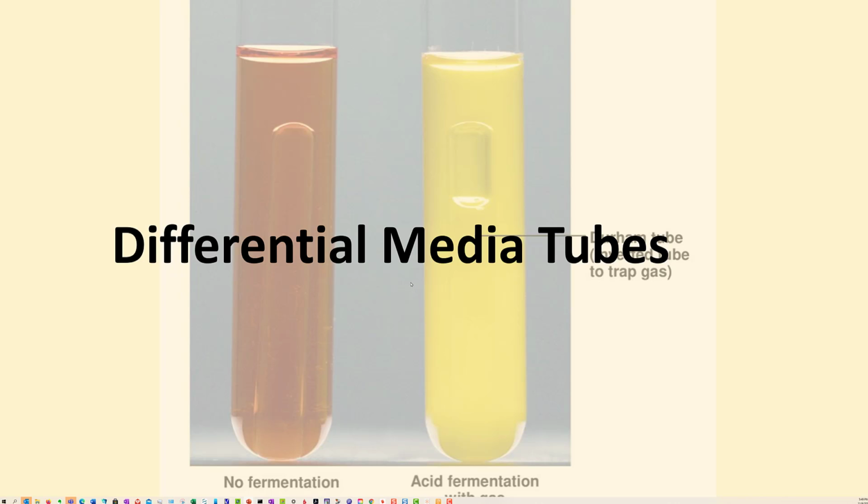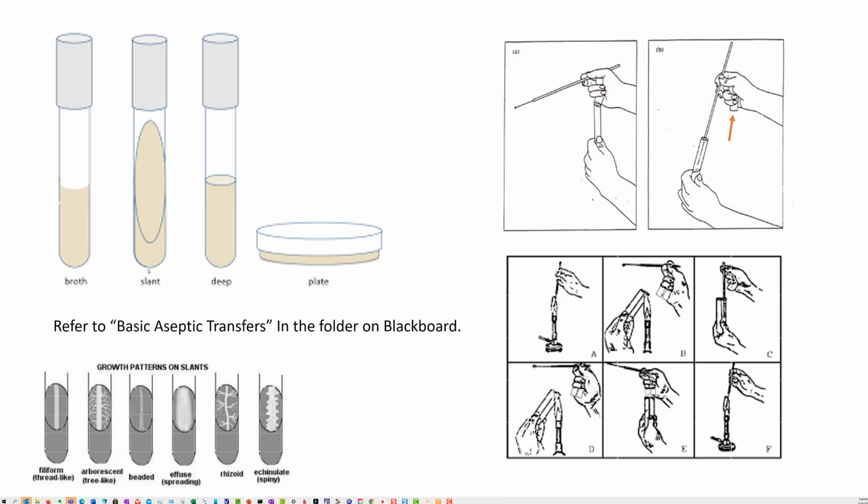Differential media tubes, slightly different. We use the media in a liquid form, and in the liquid they will turn color. Sometimes we can even determine gas and things like that. We have different types of media. We've already talked about this: plates, slants, broth, and then deeps we use for various things.